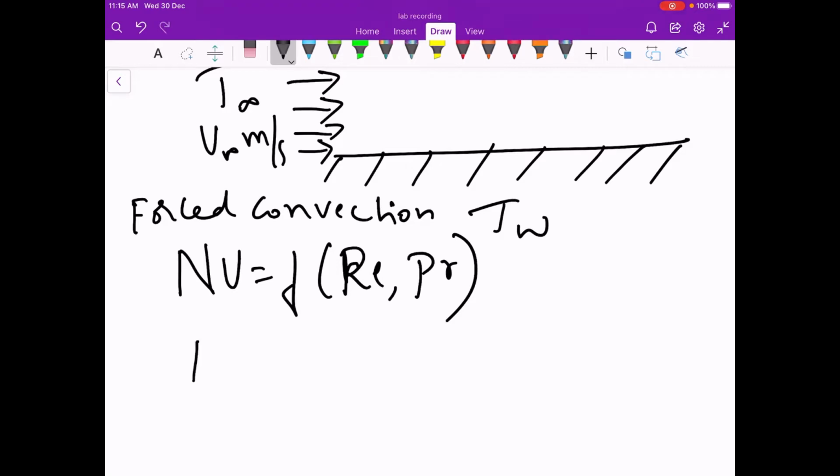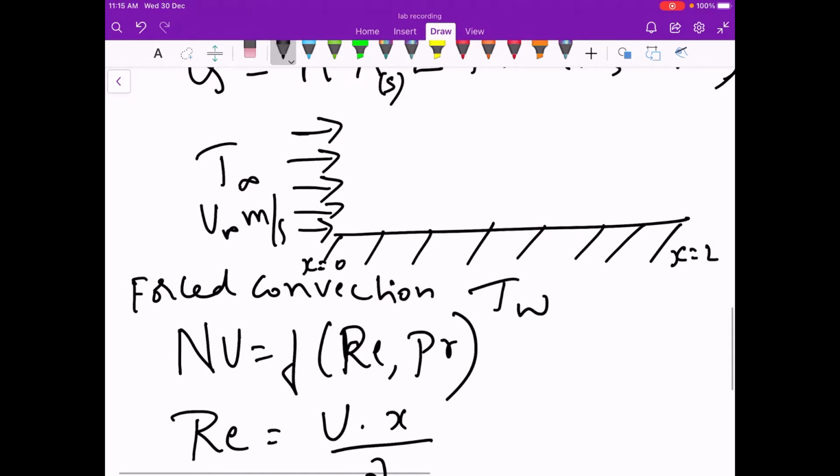So what is Reynolds number? Let me try to put it. For external flows, it is U into X divided by kinematic viscosity, where U is the velocity of the flow and X is the length. Let me write it here. This is your X equal to 0 and this is your X equal to L, that is the length of the flat plate. As you can see, as the flow starts initially, it will be laminar, then it undergoes transition, and then it becomes turbulent.